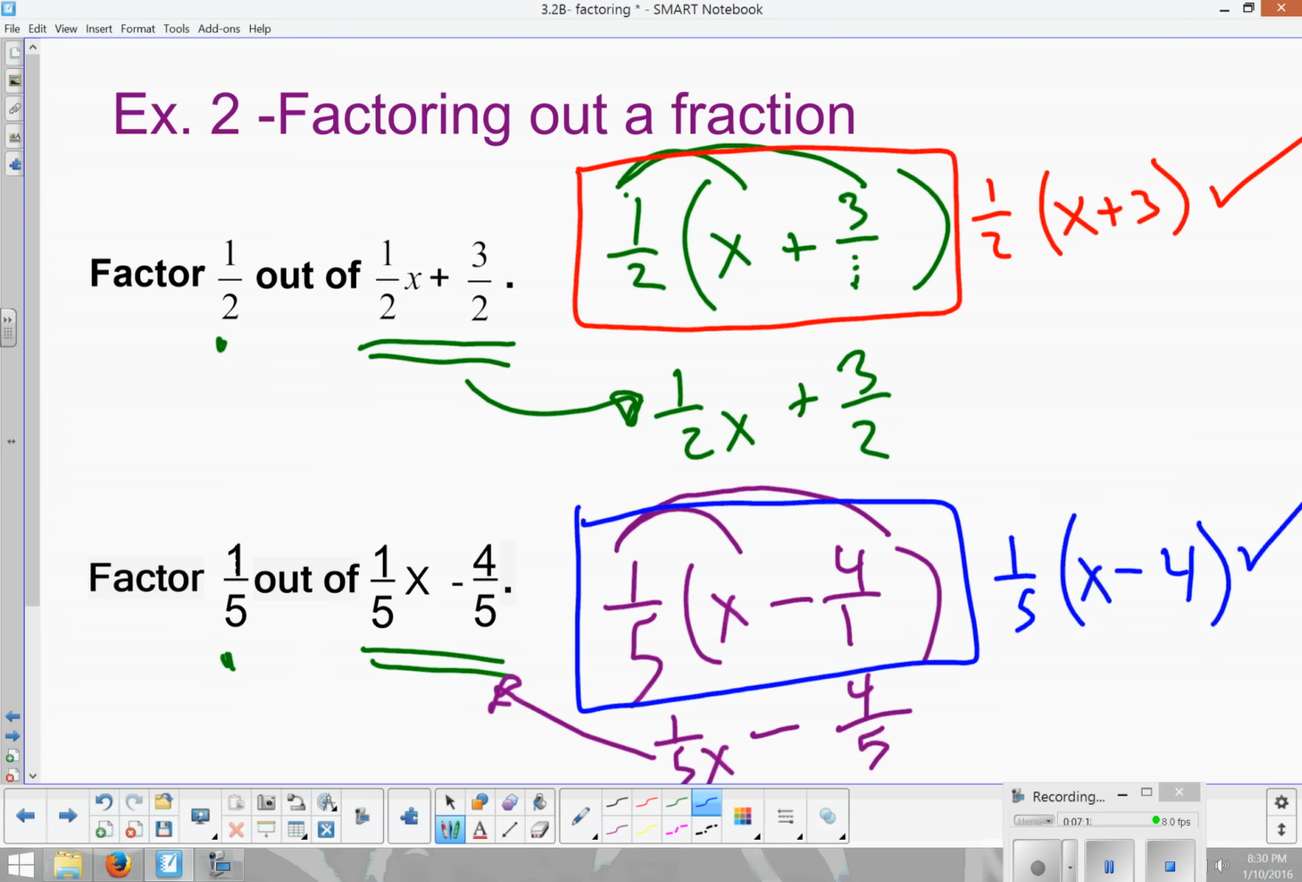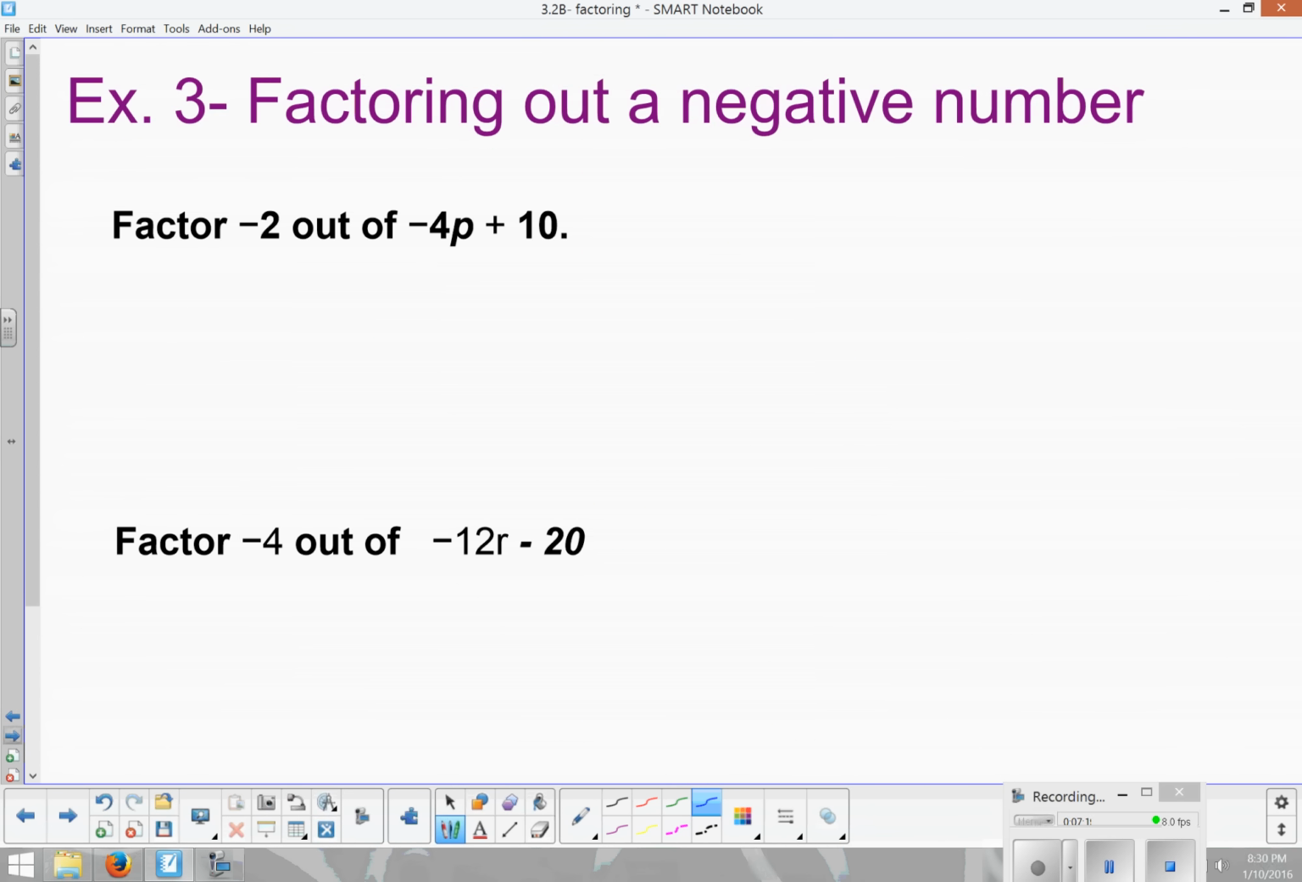Okay? So this is a fraction example. Let's go ahead and take a look at another example, our last example. This one's going to be factoring out a negative number. Now, factoring out a negative number is just the same or similar to factoring out a positive number, except now there's a negative. So if the book tells you what to factor out, go ahead and follow that. So the book is telling us to factor that.